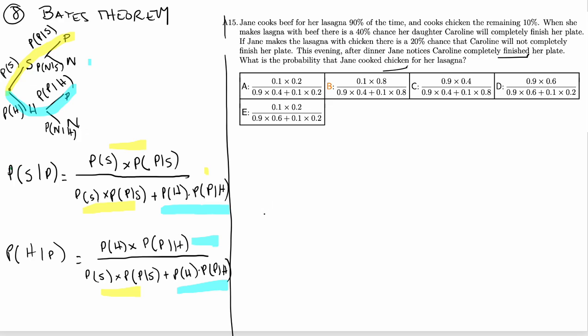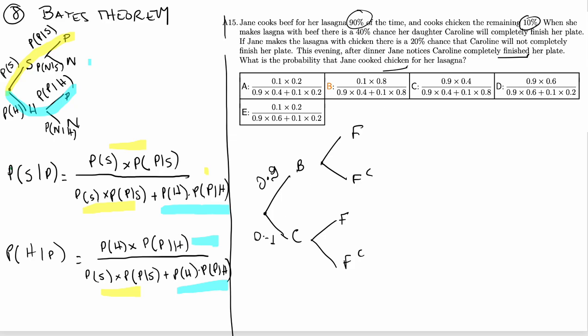So let's solve it by constructing the tree. First of all, we can do beef or we can do chicken. And after Mommy did beef or chicken, the kid, Caroline, will finish or not finish the plate. Okay? Now let's populate the tree. Well, beef is 90% of the time. And chicken is 10% of the time. Makes sense. Okay, everything is good. It sums up to 1.